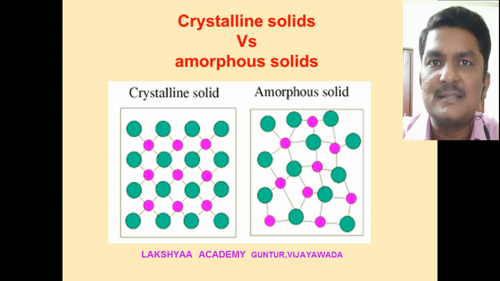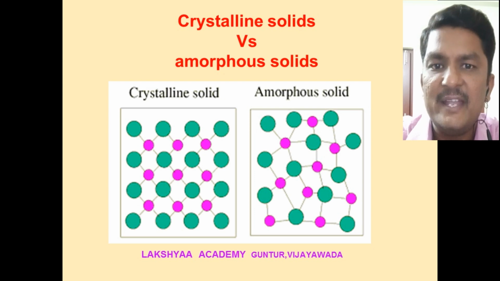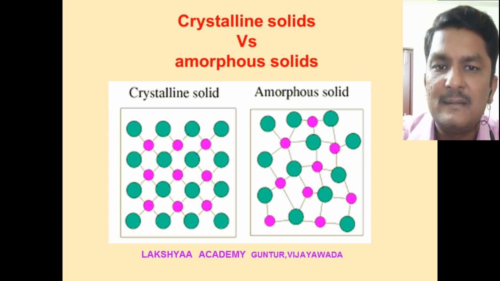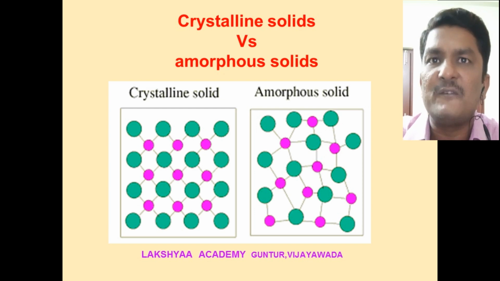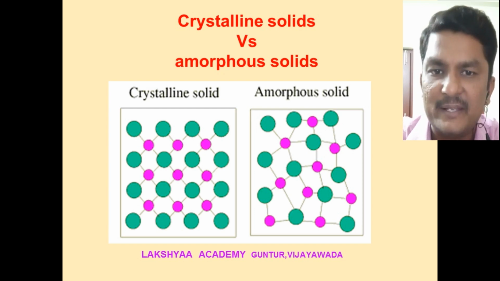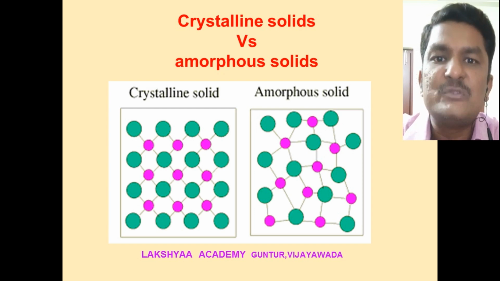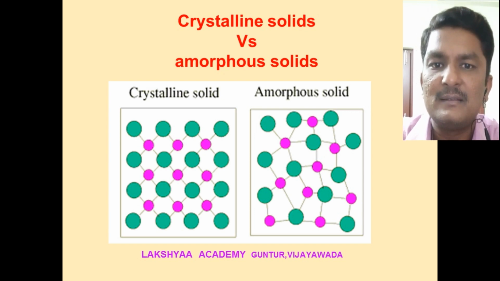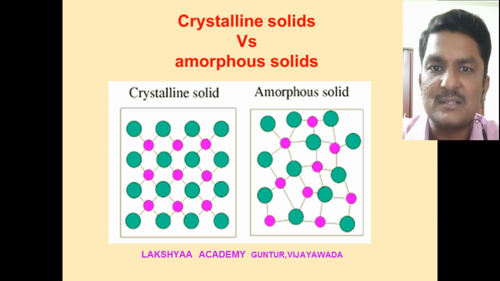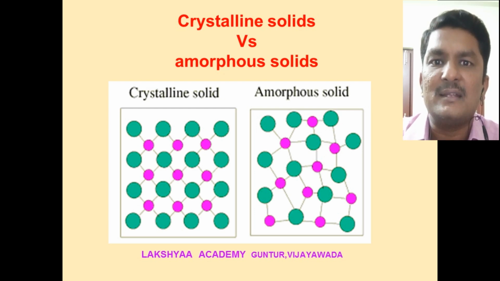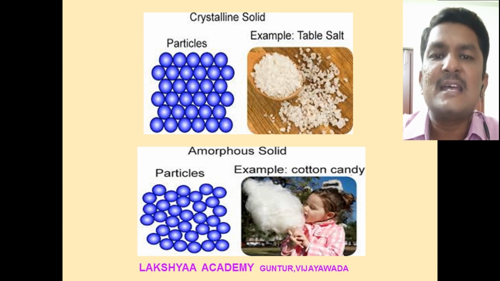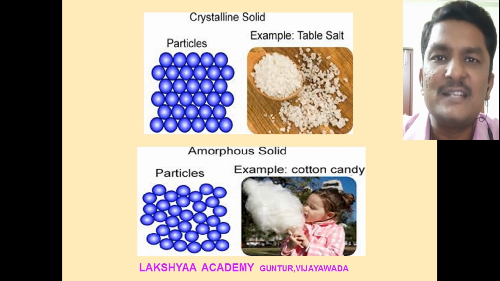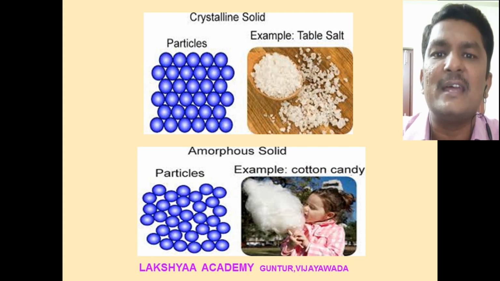Yesterday we discussed crystalline solids and amorphous solids. I have given the pictures of crystalline solid and amorphous solid. Observe the diagrams carefully. You can understand how atoms are bound in crystalline solids and amorphous solids. These are two examples of crystalline solids and amorphous solids, and they are the particles.